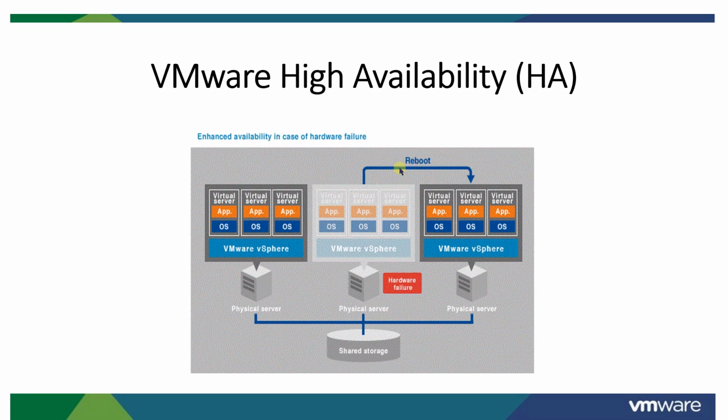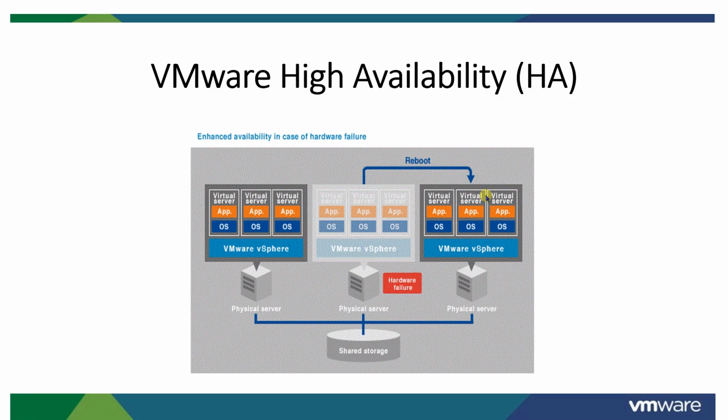Now assume that this particular ESXi goes down. If the HA feature is enabled and all these ESXi hosts are in the cluster, the HA feature will shift all these machines. I am not saying migrate or live migration. I am saying it will shift all these VMs to another ESXi host.